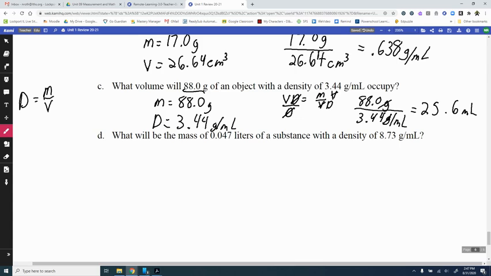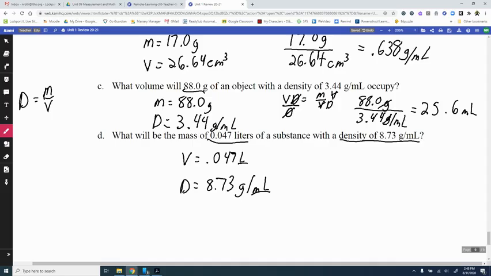What would be the mass of 0.47 liters of a substance with a density of 8.73? So this time we have liters. So that's volume, 0.47 liters. And we have density, which is 8.73 grams per milliliter. Okay. Now, this is a problem, right? We have grams per milliliter, and here we have liters. That's bad. So first thing we've got to do is convert our liters into milliliters.